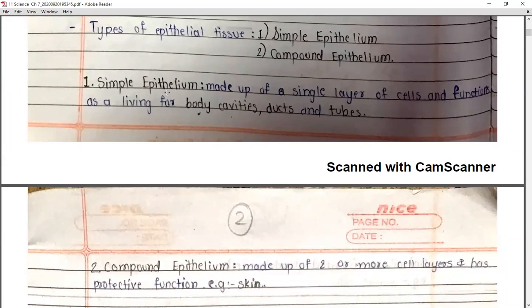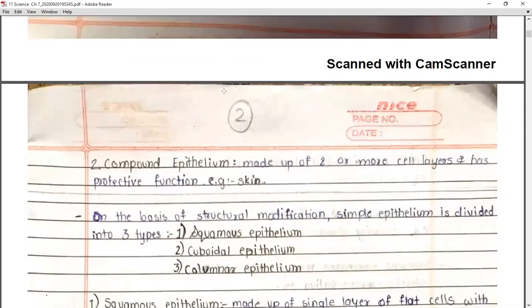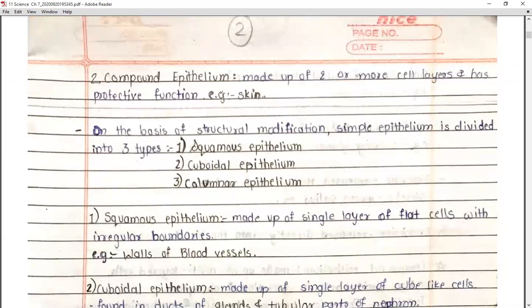So the simple epithelium is present in the body cavities, as well as the duct. Say for example the common bile duct, right? That is carrying the secretion from the pancreas and the liver. So that duct is also having the simple epithelium, and the layer is present in a single manner. Tubes, you can see the example of the nephron also, right? That is also a type of tube only. So all these things contain what? A single layer made up of epithelial cells. So if there is a single layer of epithelial cells, then that is known as simple epithelium.